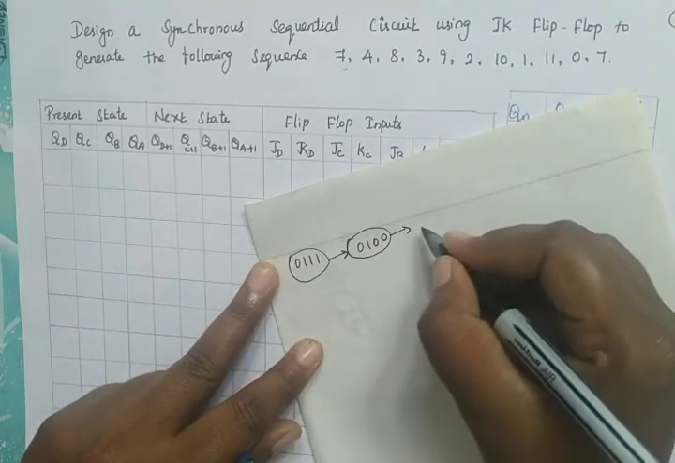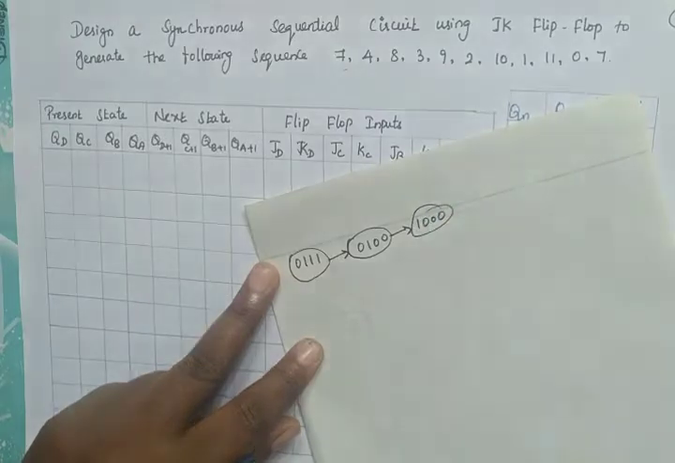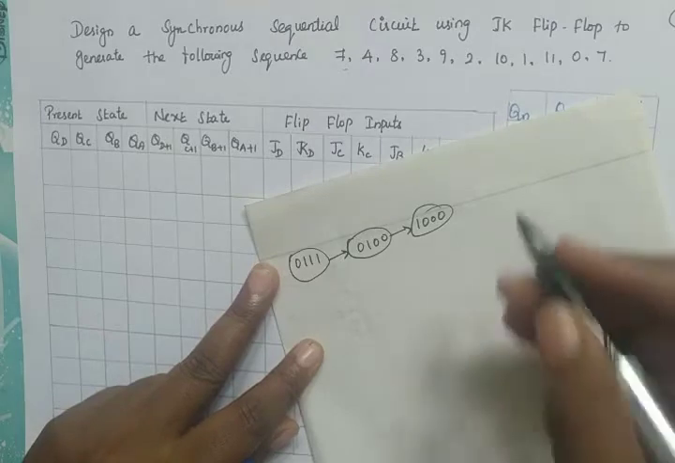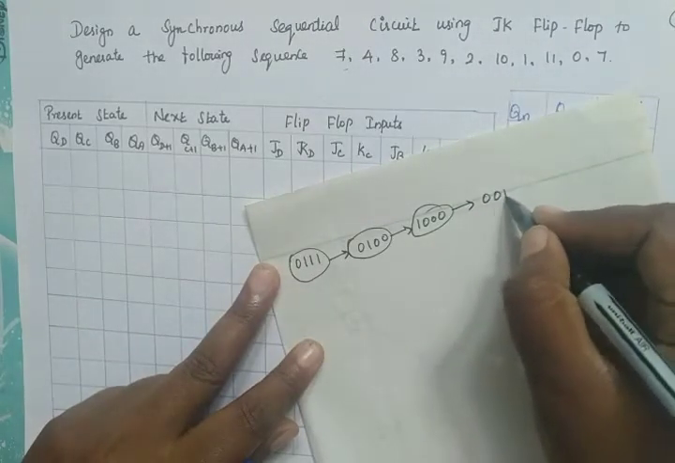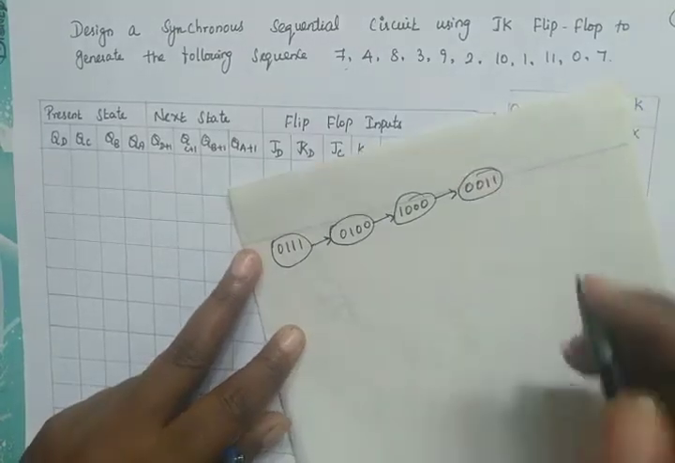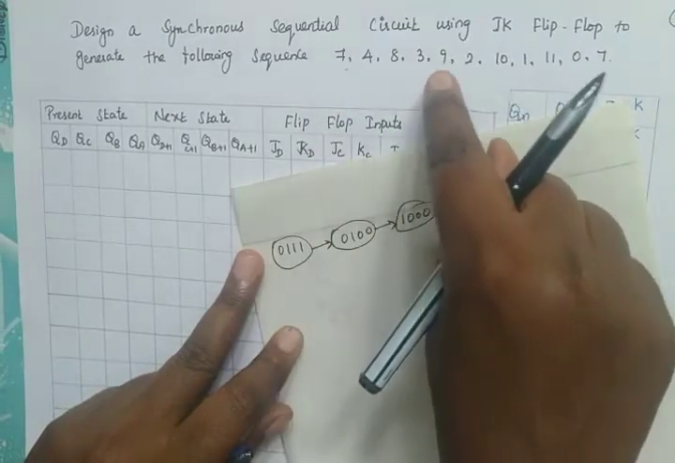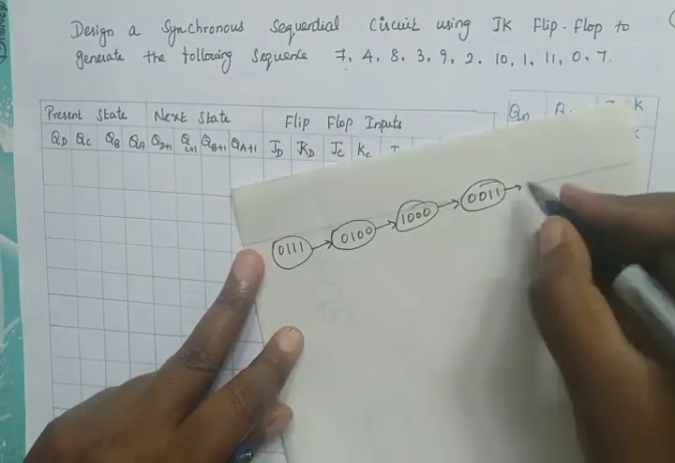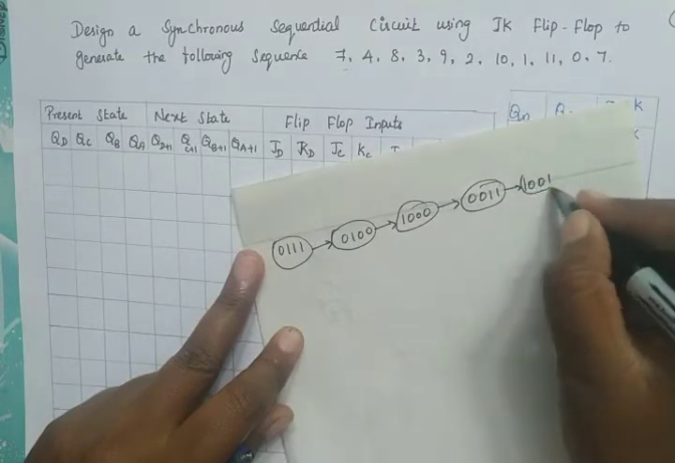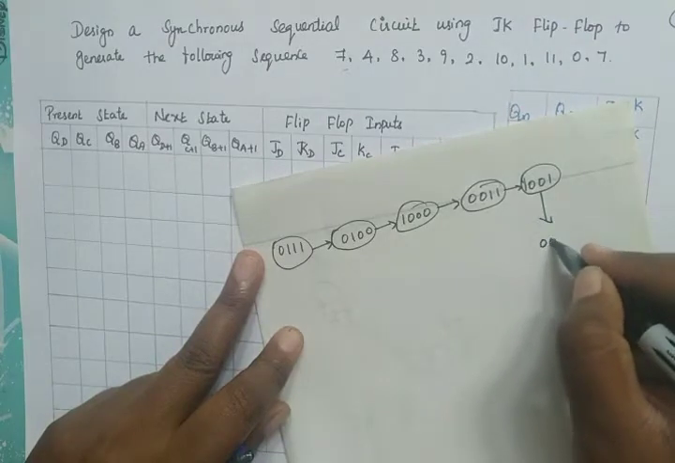Then it is going to the next state 8, that is 1, 0, 0, 0. Then the next state is 3, which is 0, 0, 1, 1. The next state for 3 is 9, which is 1, 0, 0, 1. The next state for 9 is 2, which is 0, 0, 1, 0.